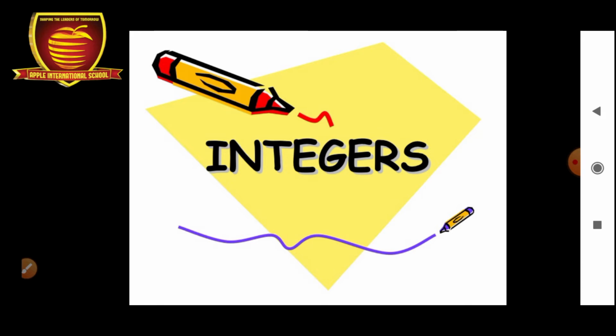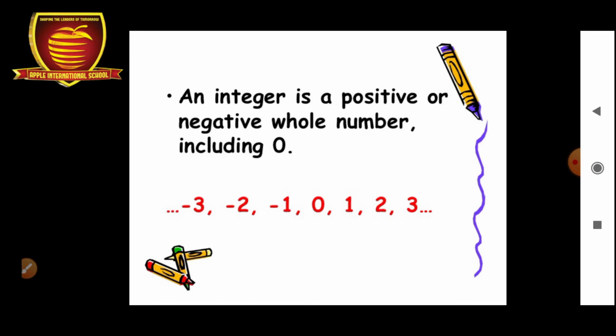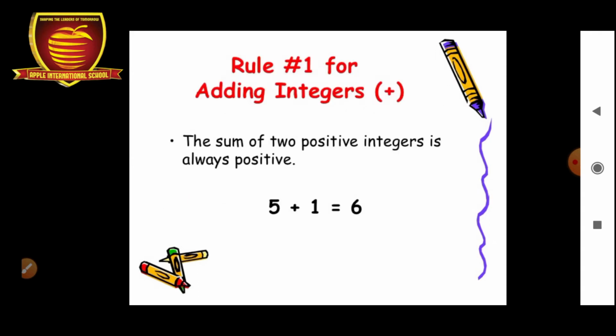So, what are the integers? An integer is a positive or negative whole number including 0. Like -3, -2, -1, 0, 1, 2, 3, 4, and so on. These are integers. So here we have some rules on how to add or subtract integers.